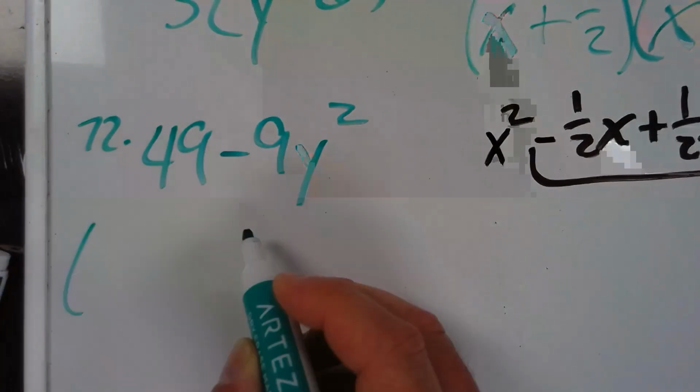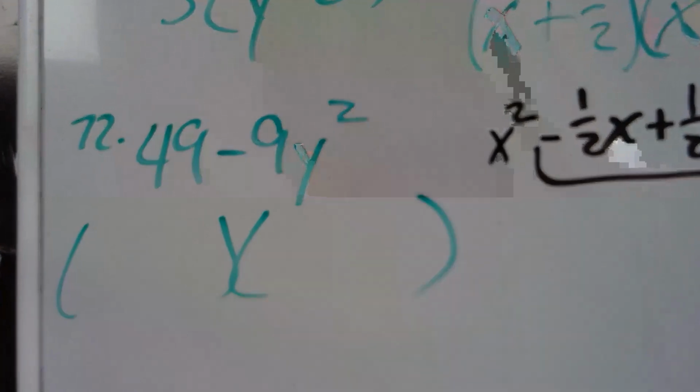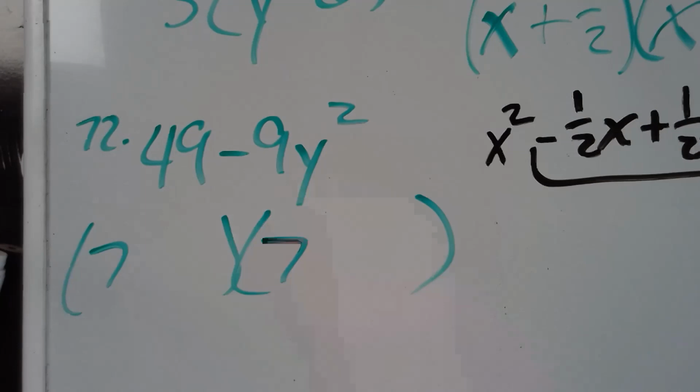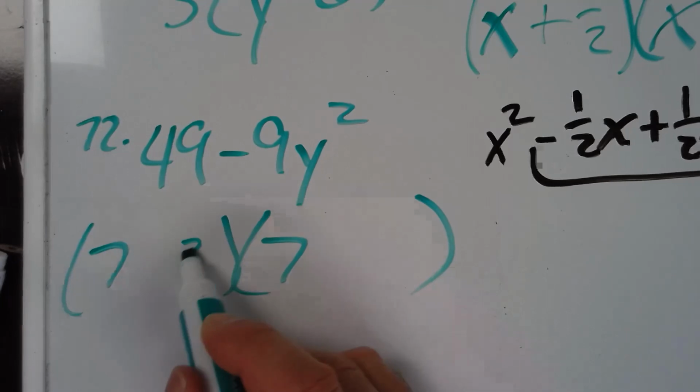So what's the square root of 49? 7. Put one there, put one there. What's the square root of 9y squared? 3y. 3y, put one there, put one there. One gets a plus, one gets a minus, it doesn't matter which one.